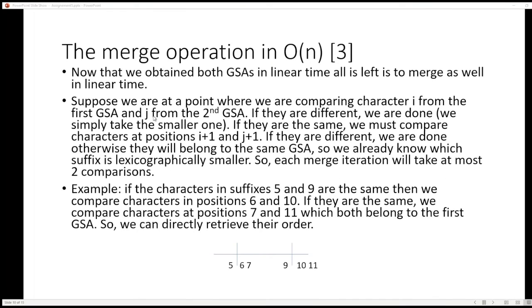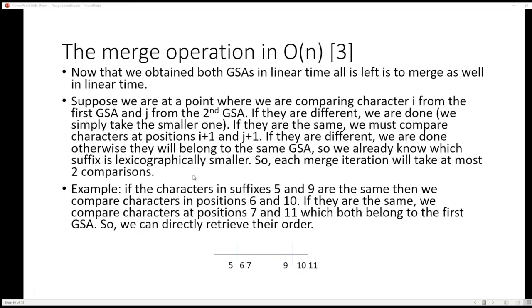Now that we have obtained both GSAs in linear time, all that is left is to do the merging in linear time as well. Now suppose we are at a point where we are comparing a character i from the first GSA and j from the second GSA. If they are different, we are done. We simply take the smaller one. However, if these characters are the same, we must compare the characters at positions i plus 1 and j plus 1. If they are different, we are done. Otherwise, they will belong to the same GSA, so we already know which suffix is lexicographically smaller, so each merge operation will take at most 2 comparisons.